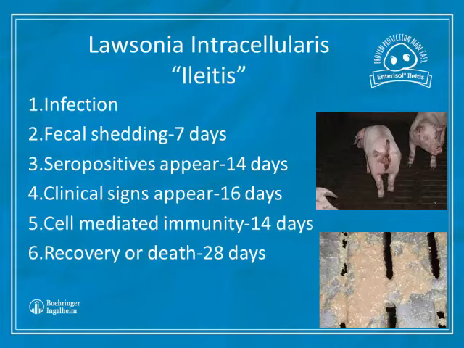Just kind of going through again another review of ileitis. Once the pig is infected, 7 days post-infection, you'll have fecal shedding. Then you'll get seropositives at 14 days, which just means the production or appearance of antibodies. Clinical signs will appear at 16 days. And then you get the cell-mediated immunity starting about 14 days post-infection, and then either recovery or death at 28 days post-infection.